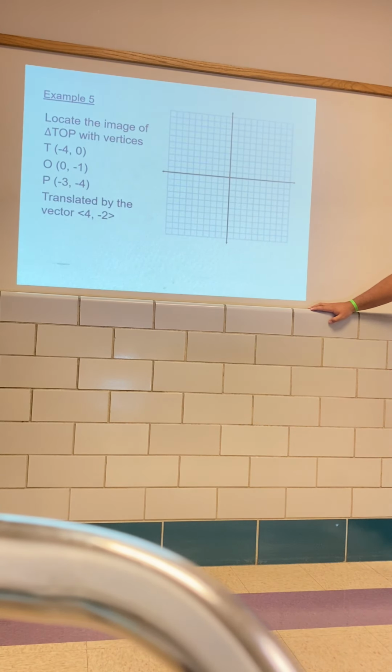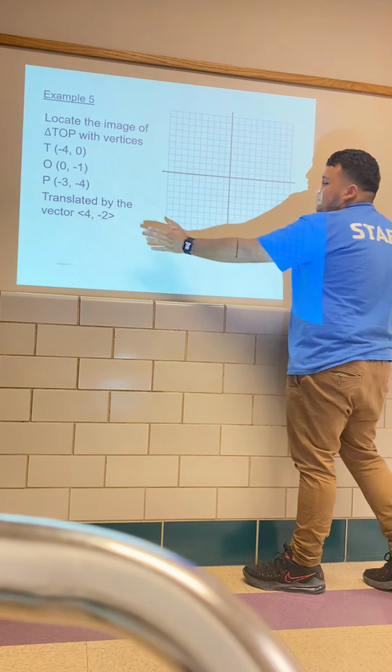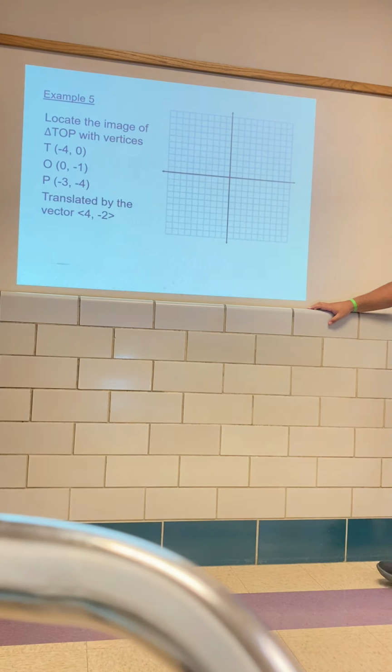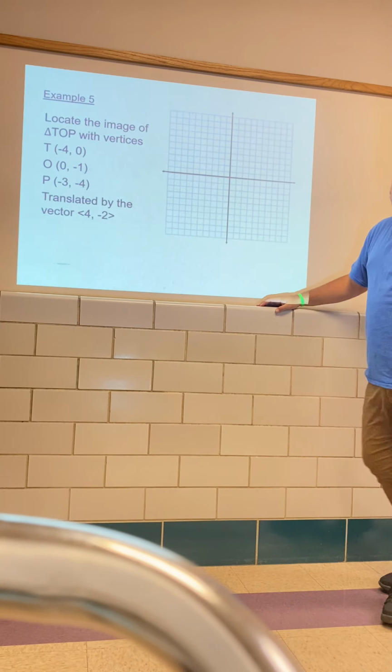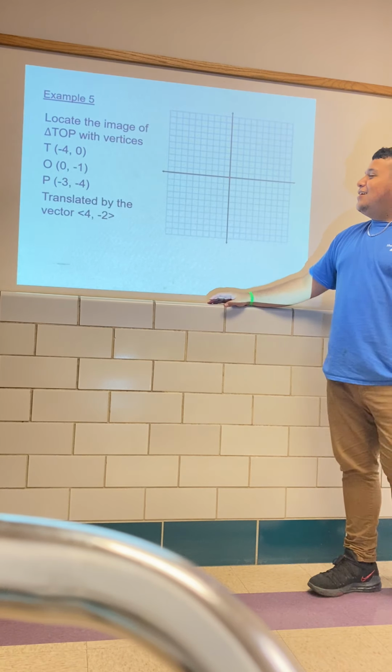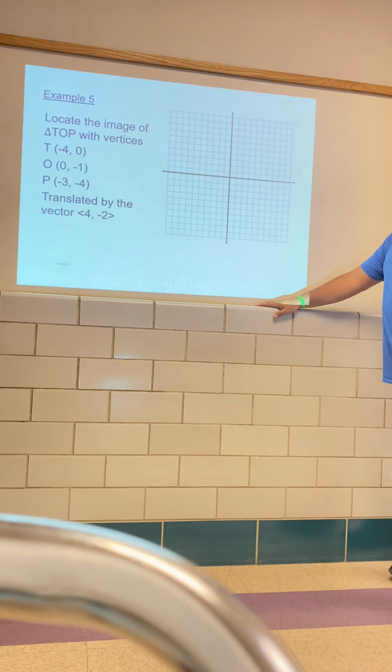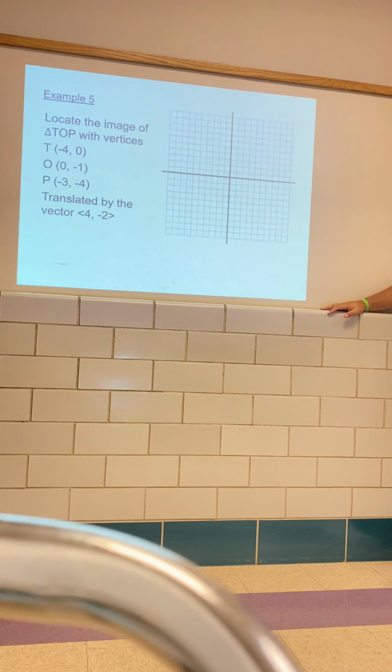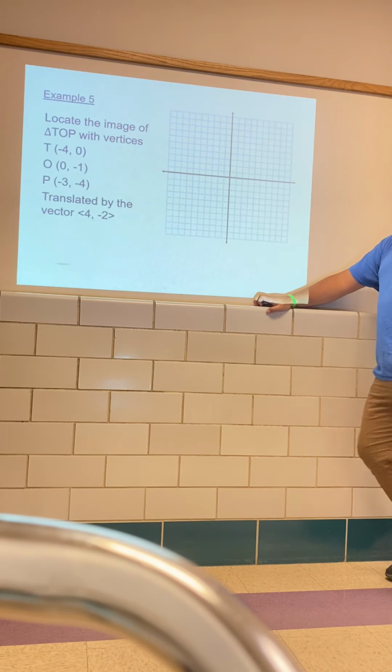Okay, so I'm going to give you a couple of minutes so you can work on this example. Locate the images of triangle TOP, okay? So we're going to draw our triangle TOP, and then we're going to translate it by <4, -2>, so I'll do that right now. Okay, any questions so far? All right, awesome. So, hopefully that was enough time. And let's see, what did we get for this example?